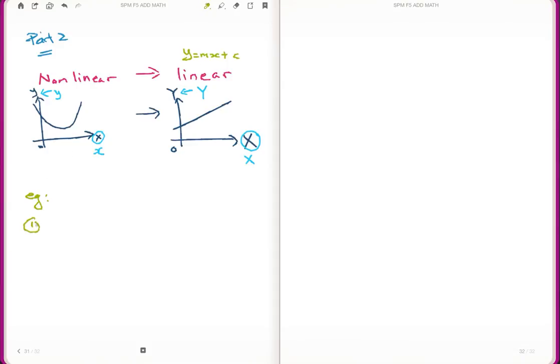Say for example 1, a simple one, y equals maybe 2x cubed minus 5x squared, unless otherwise specified, meaning unless the question asks for a specific type of linear question. Otherwise, a good practice would be, in order to get into linear, y equals mx plus c.